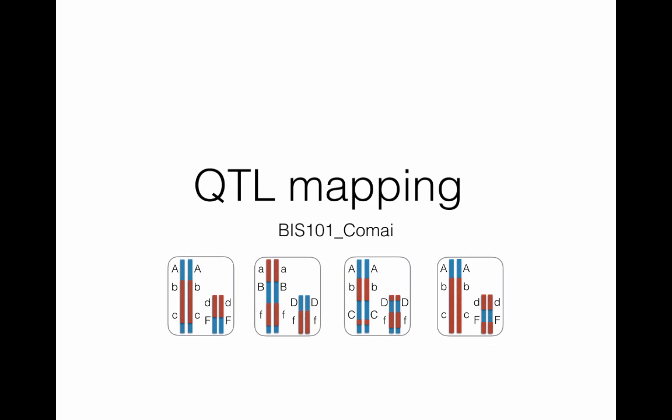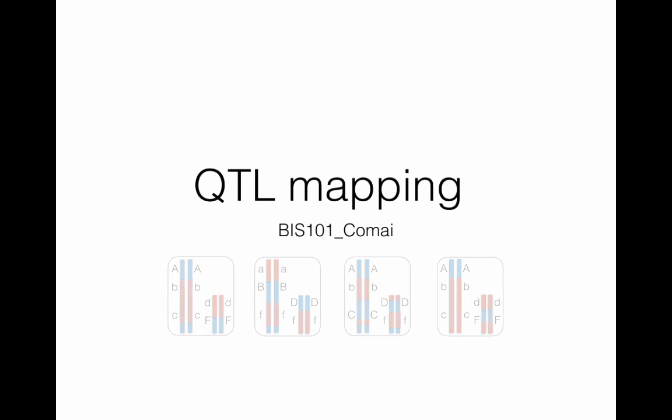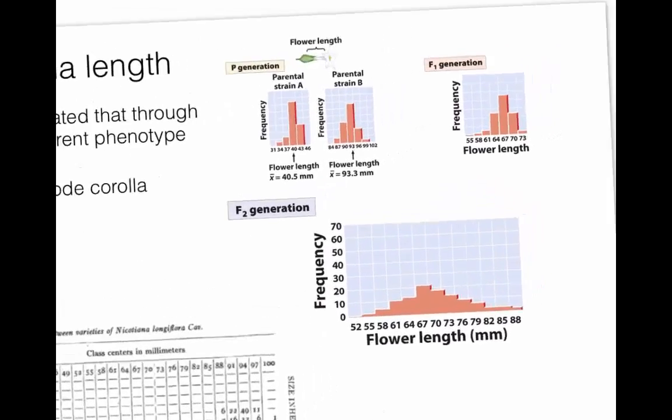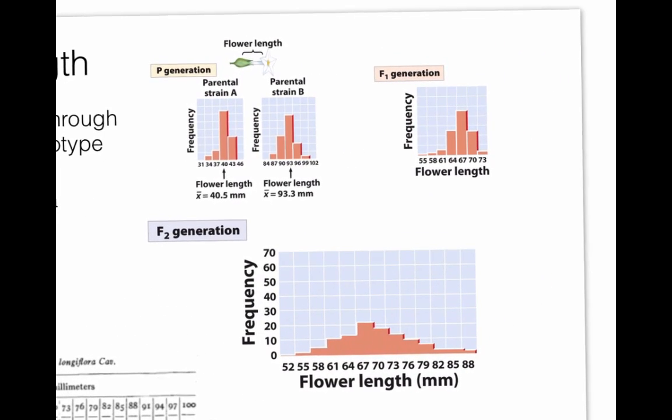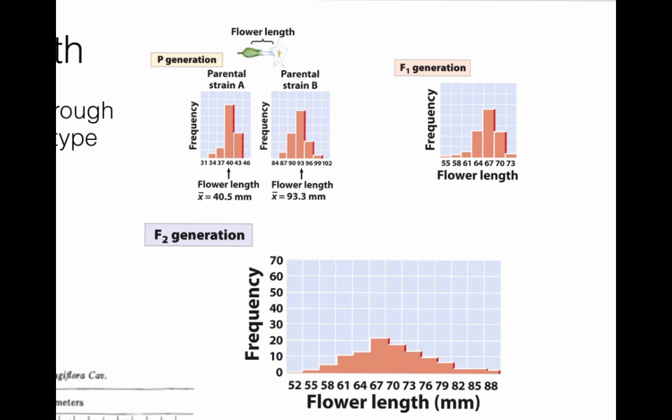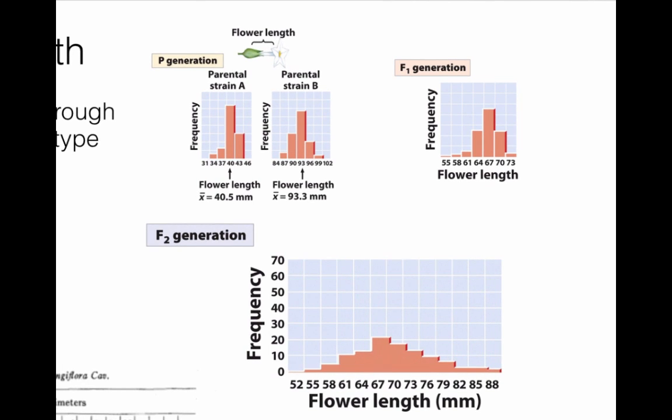This is Luca Comai with the lecture on QTL mapping. I'm going to use the data from East, who worked on Nicotiana using two lines, line A and line B, which differed in the flower length. Line A had 40 millimeter flowers, line B had 93 millimeter flowers.